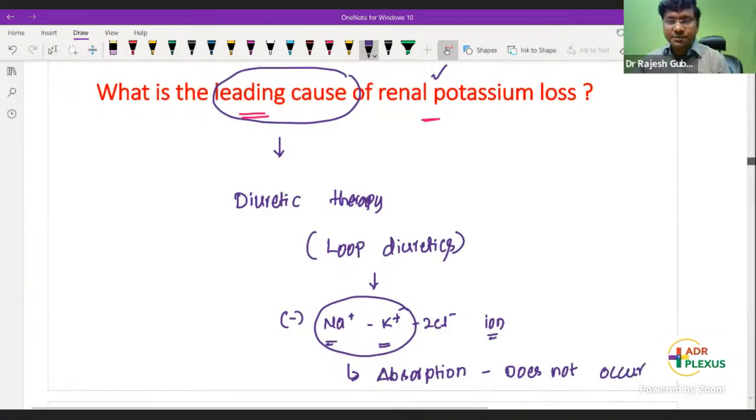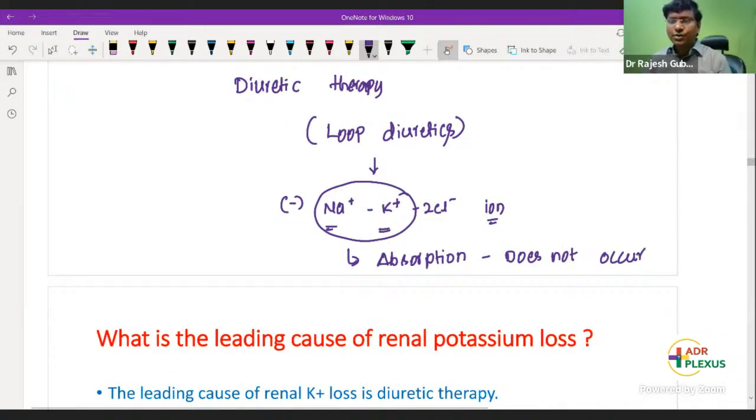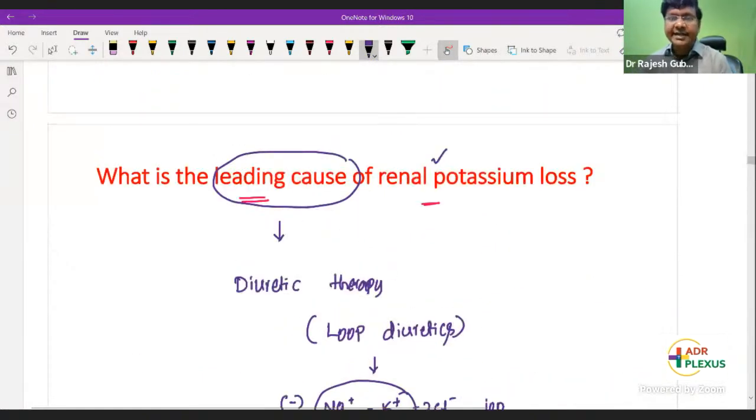Sodium and potassium absorption does not occur. So there will be potassium loss, resulting in what is called hypokalemia. Okay. So that is about the leading cause of the renal potassium loss.